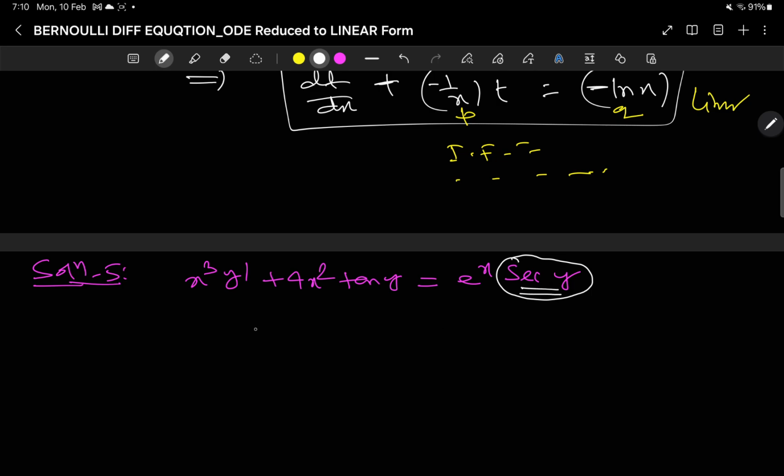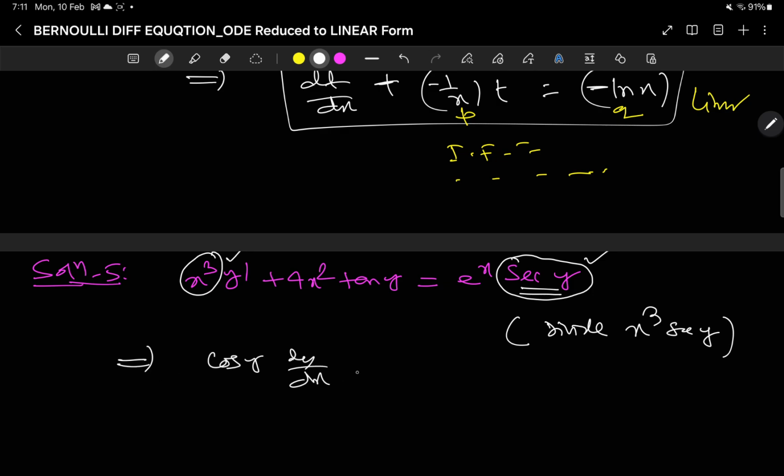And by principle we have to bring this to linear form. So we divide by x cube into sec y, right? So what you will get is cos y dy by dx plus 4 by x tan y by sec y, that is sin y, is equal to x to the power minus 3 e to the power x.